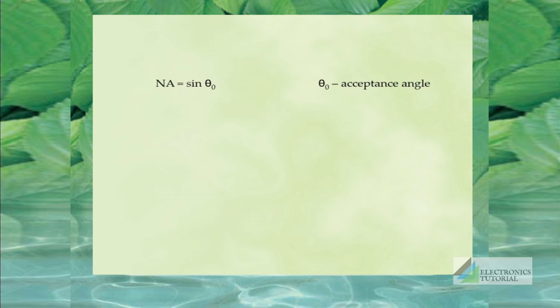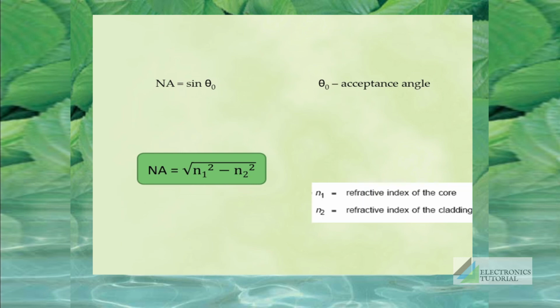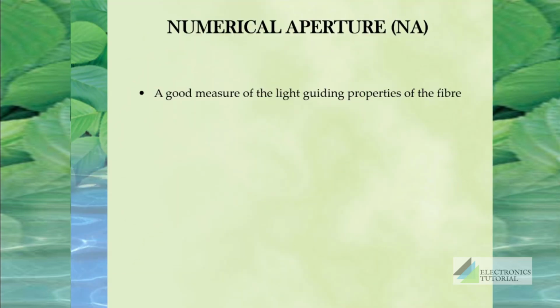We started with the relation numerical aperture is equal to sine of theta 0. So NA can be expressed in another way, root of n1 square minus n2 square, where n1 is the refractive index of the core and n2 is the refractive index of the cladding. Numerical aperture is a very important characteristic of an optical fiber. It is a good measure of the light guiding properties of the fiber. We can connect the value of the numerical aperture with the number of modes. The higher the NA, the more will be the modes.